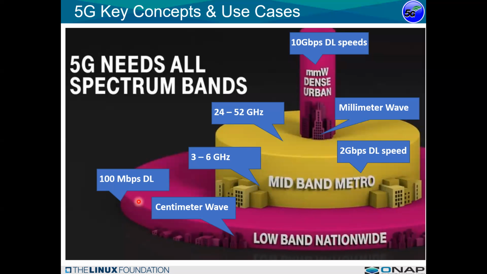Now, centimeter wave is going to have less performance than the millimeter wave. So you'll have roughly similar to 4G performance at 100 megabits per second. The mid-band offers 2 gigabits per second downlink speeds, and then in the millimeter wave from 24 to 52 gigahertz and on up. Release 17 specifies even higher spectrum than this, and will offer the very high 10 gigabits per second.